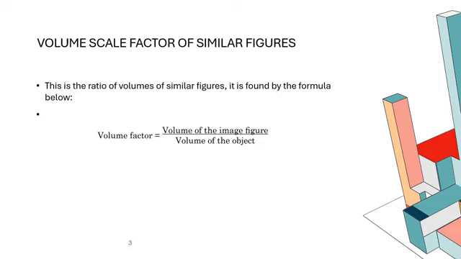Tikakamba za volume scale factor of similar figures, timakamba za ratio of volumes of similar figures. Basically, that is shown by this formula here, where we are saying volume factor should be equal to volume of the image figure divided by the volume of the object. Okay, similar figures, it means kuti chinthu chinacho is just a replication of the other.